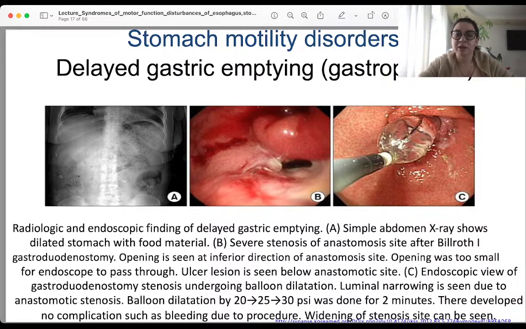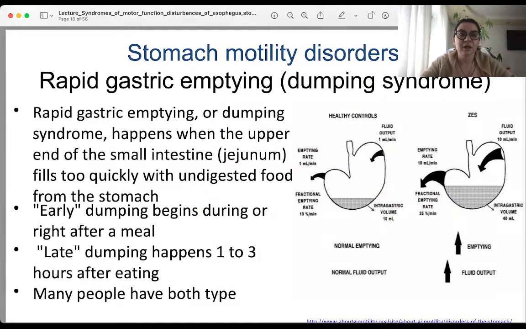Here luminal narrowing is seen due to anastomotic stenosis. Balloon dilation was done with different pressures, usually 20, 25 and after that 30 PSI, for 2 minutes. They developed no complications, such as bleeding, due to the procedure. Widening of the stenosis site can be seen.